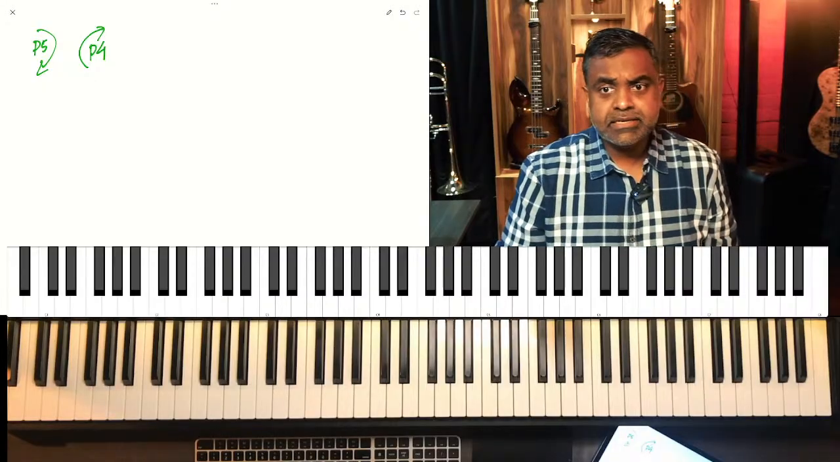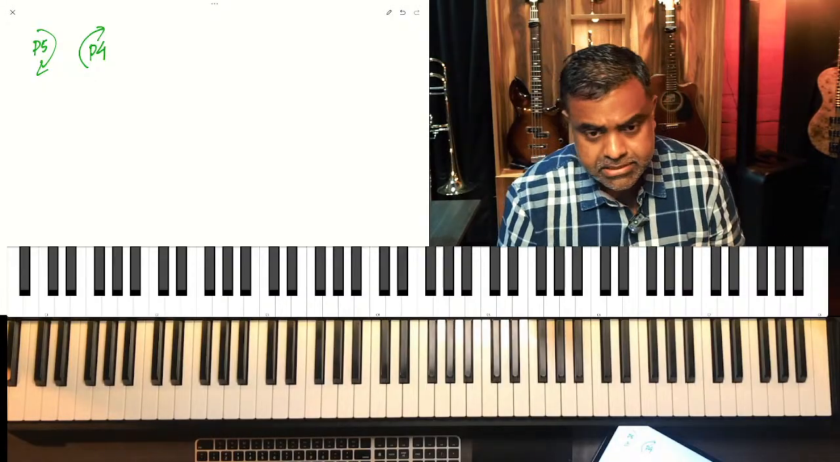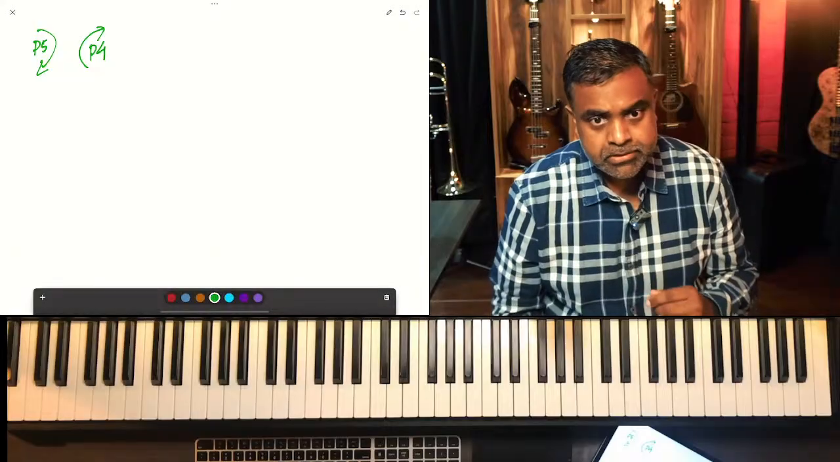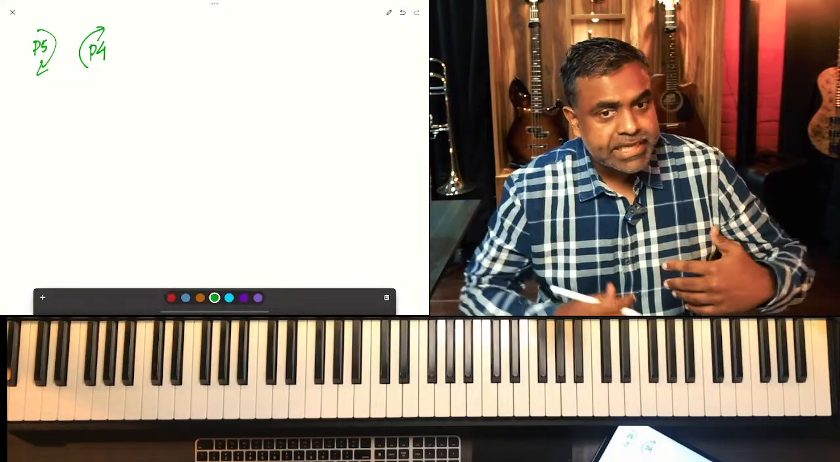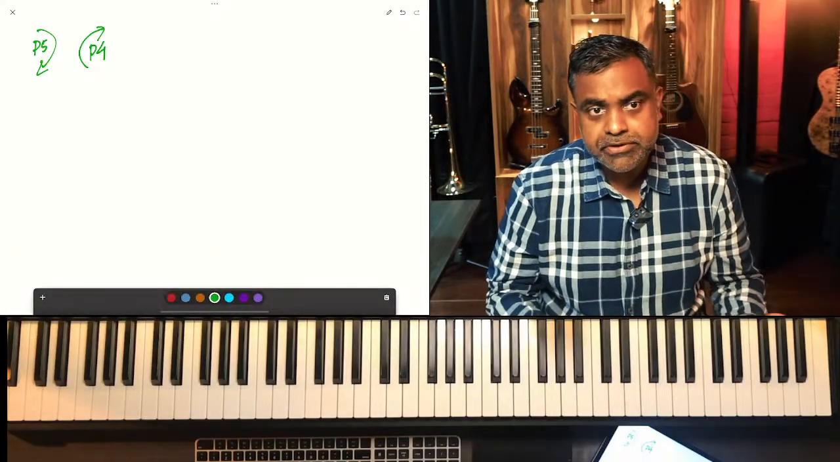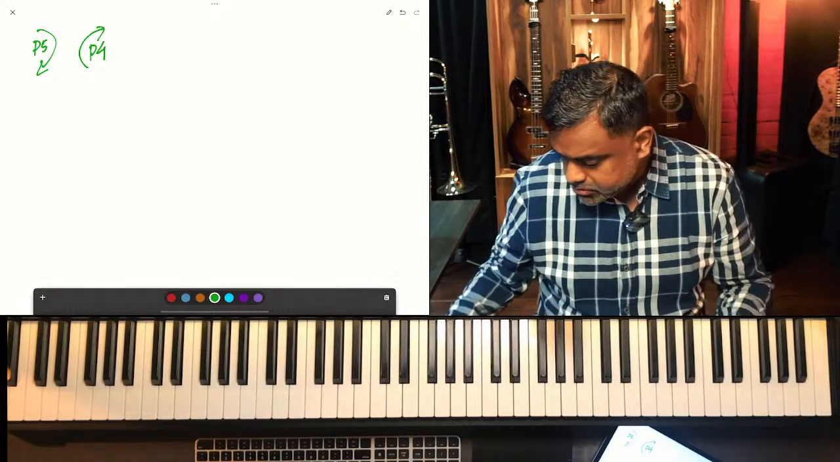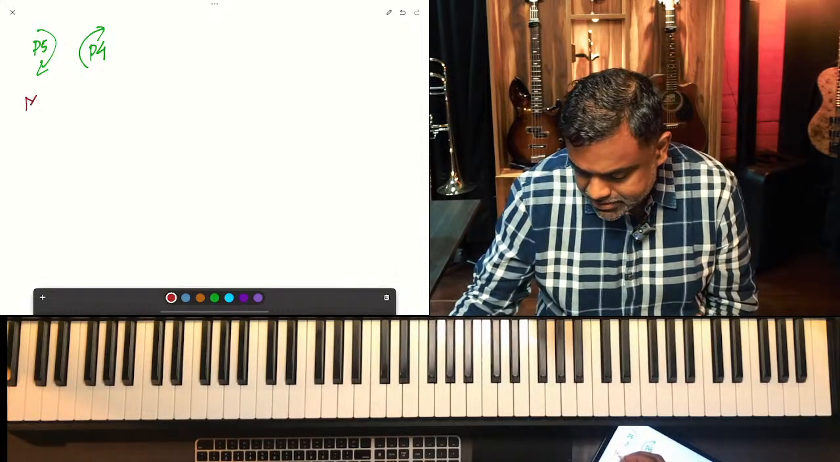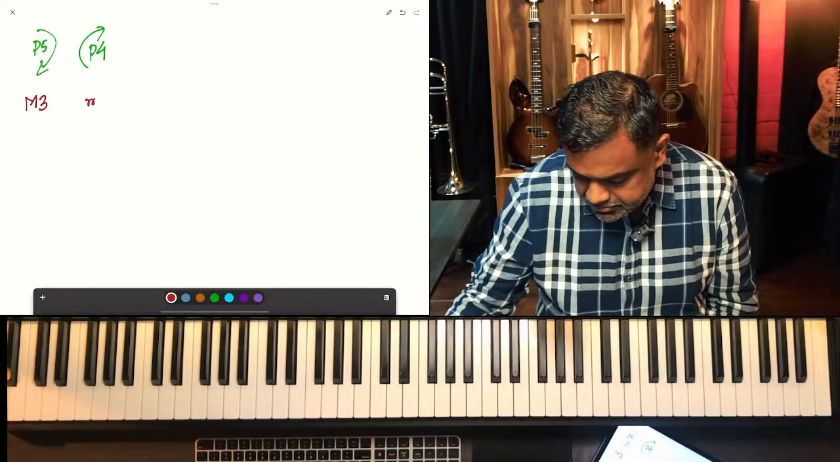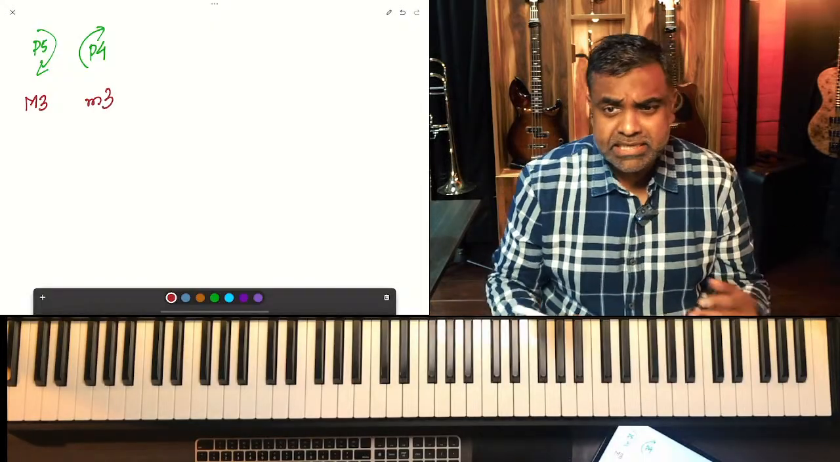Now beyond that, you'll have to figure out your major thirds and minor thirds. Now there are no tricks as such to remember this. The perfect fifth and fourth has a trick. You could develop a trick for yourself. For instance, the major third, the minor third. How can I remember it? I'll give you 3 ways.